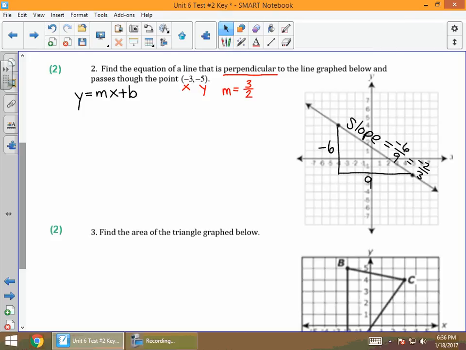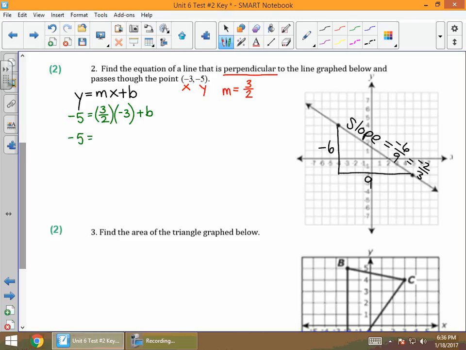Let's find b. The y value is negative 5 equals 3/2 times the x value, which is negative 3, plus b. So that is negative 5. That's negative 9 over 2 plus b.